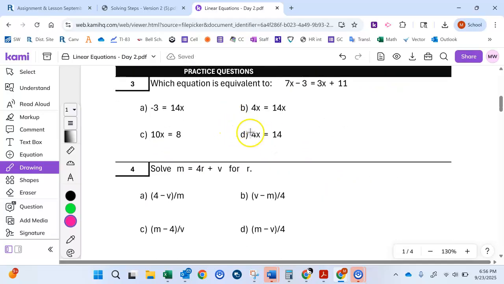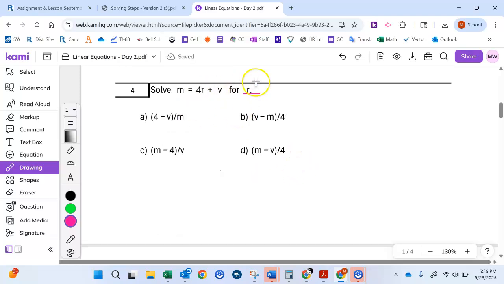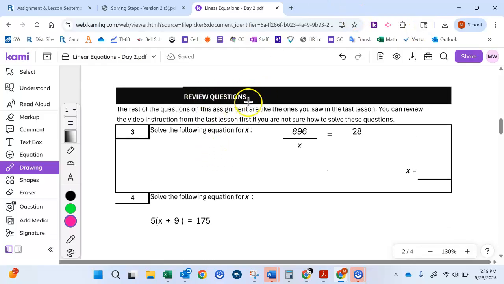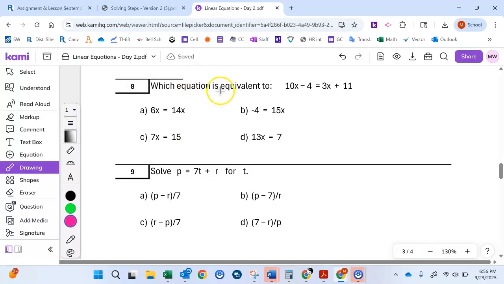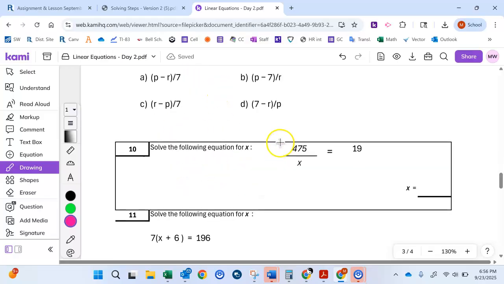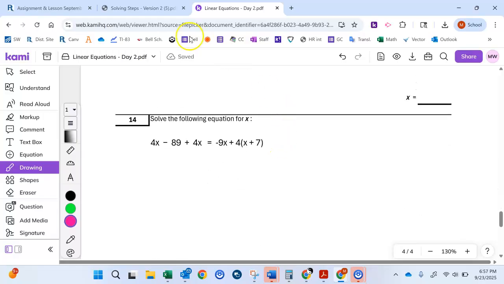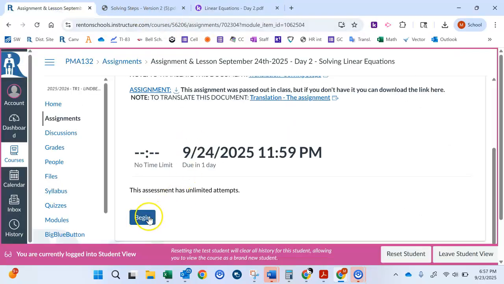The next questions are practice questions for the 2 questions that we just did, same kind of questions, which is equivalent, and solve for r. This time we don't always have to solve for x, we can solve for r, but the point is we want to isolate r. We're going to have something that is r is equal to one of these answer choices. After that, you're going to do some review questions that were like the ones you saw in the last lesson. So that's going to be 3 through 7. We're going to do some more review of these, equivalent, and solving for t, and then a few more practice questions. So when you're done, make sure you come and put your answers in Canvas.